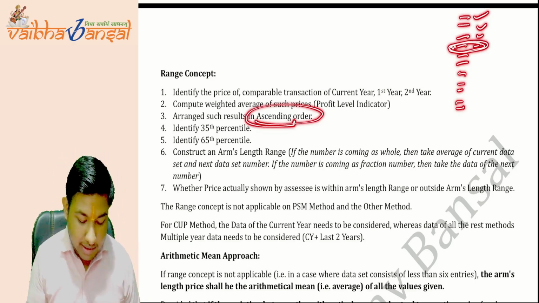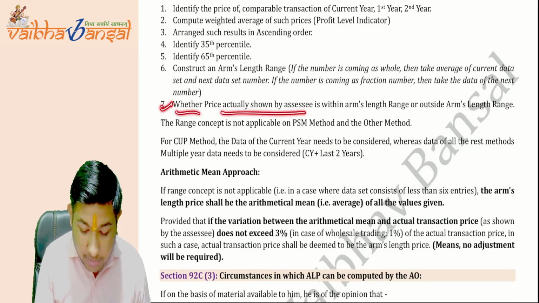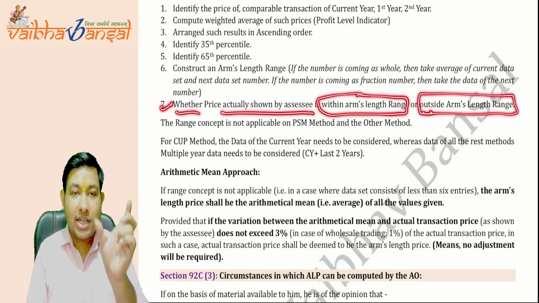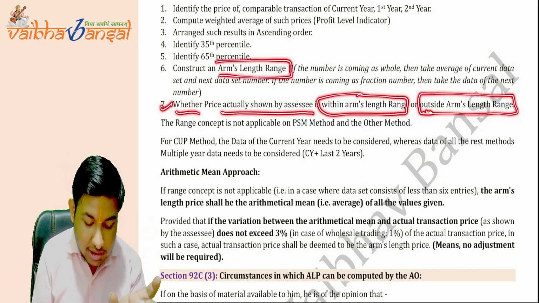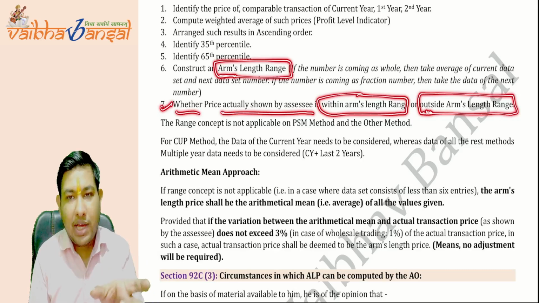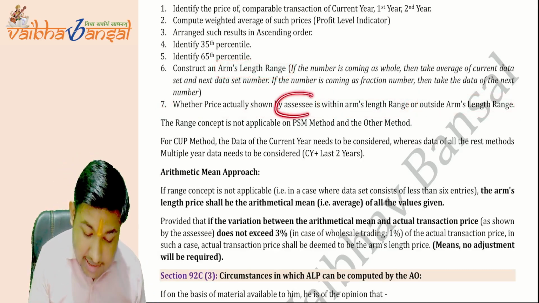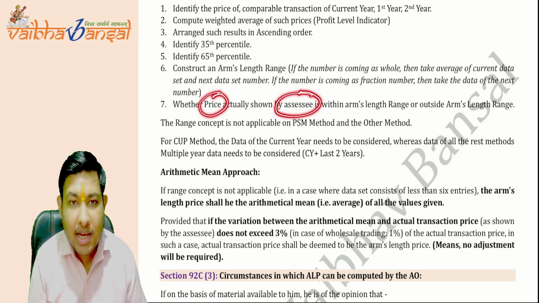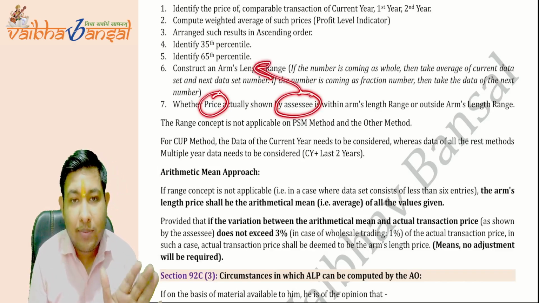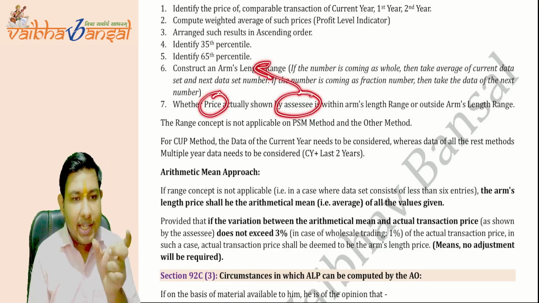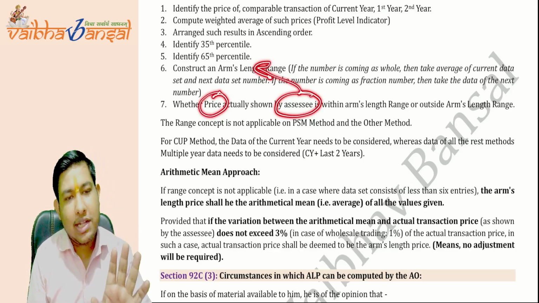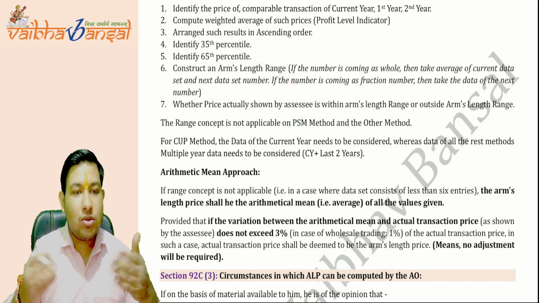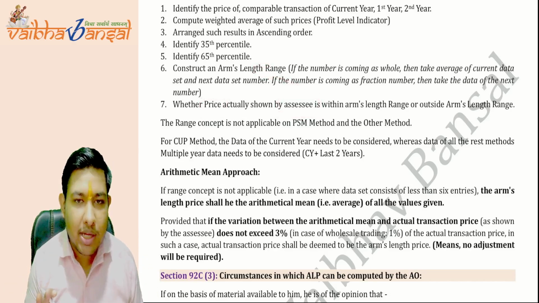Is this point clear? Now, whether the price actually shown by the assessee is within the arm's length range or outside it. After constructing the arm's length range, you will compare whether the assessee's price, at which he transacted with his associated enterprises, is within the arm's length range that we have computed. If it is within that range, then it is okay. You have done your transaction at the arm's length price. No further adjustments will be needed. But if it is outside the range, then further adjustments will be required.